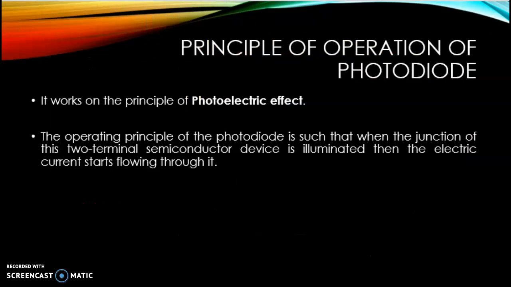Okay. Now we will discuss principle of operation of photodiode. It works on the principle of photoelectric effect. Photodiode works on the principle of photoelectric effect, and the operating principle of photodiode is such that when the junction of this two terminal semiconductor device is illuminated, then the electric current starts flowing through it.